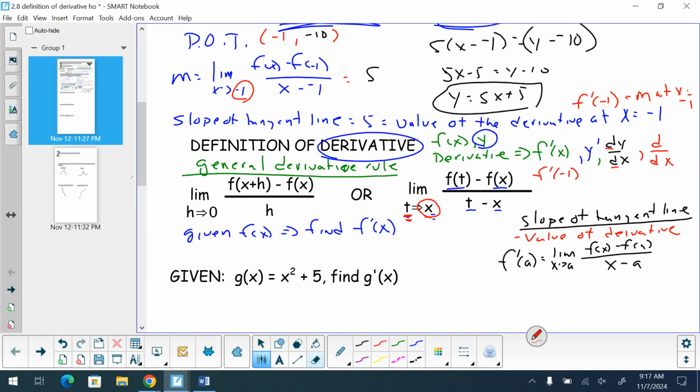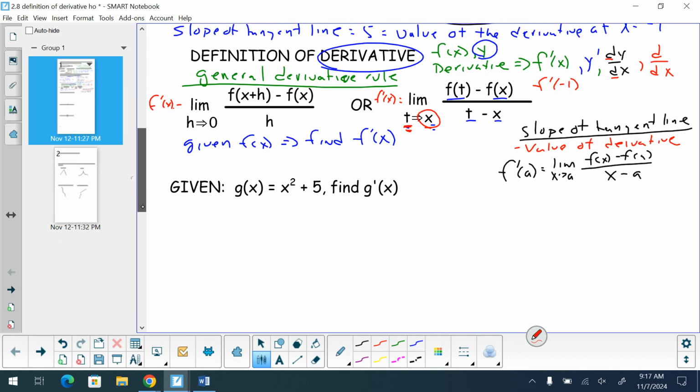So what we have is the limit as t is approaching x of f of t minus f of x over t minus x. So my general derivative can be found by the limit as t is approaching x of f of t minus f of x over t minus x. We could also use the difference quotient, and we'll go through both of these.